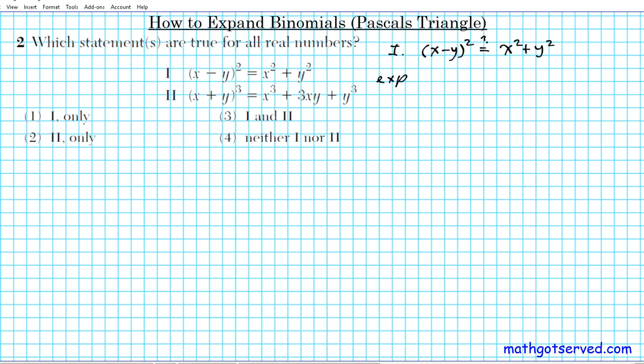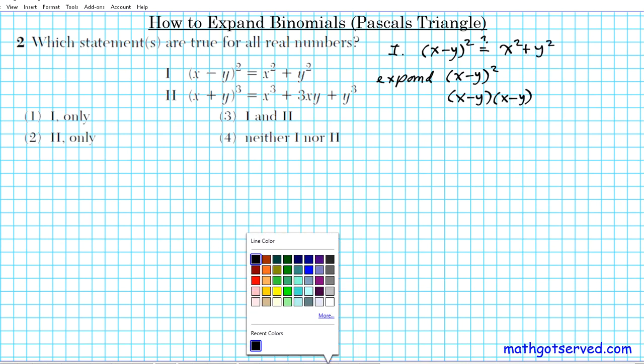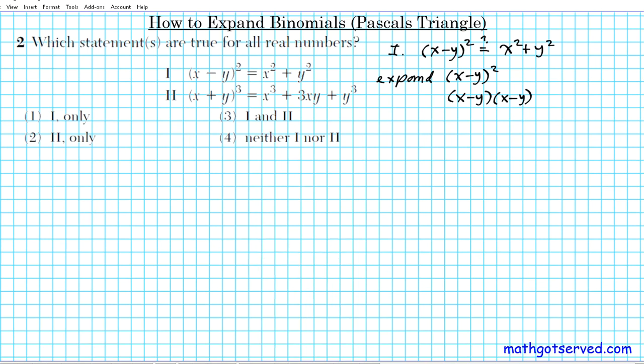Okay, so expand (x minus y) squared. That just basically means you're multiplying x minus y by itself. If you know the formula, you can do this real quick: a squared minus 2ab plus b squared. You apply that here, and you can mentally compute the expansion of this binomial as x squared minus 2xy plus y squared, which is different from that and is false. So let's act as though we don't know that trick. We're going to multiply it out.